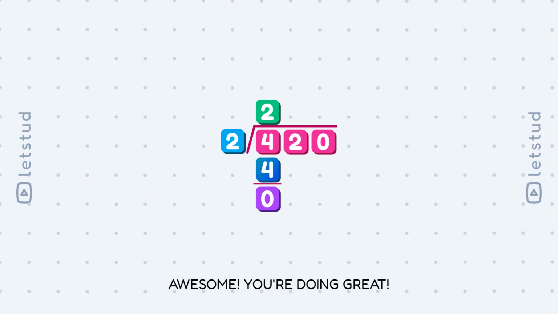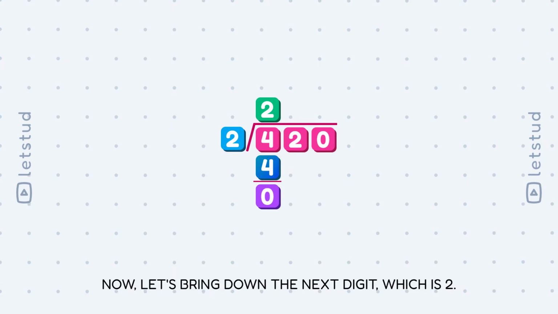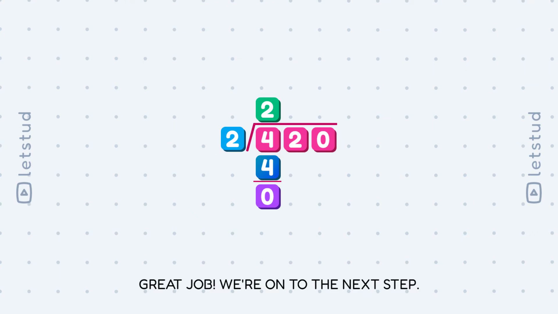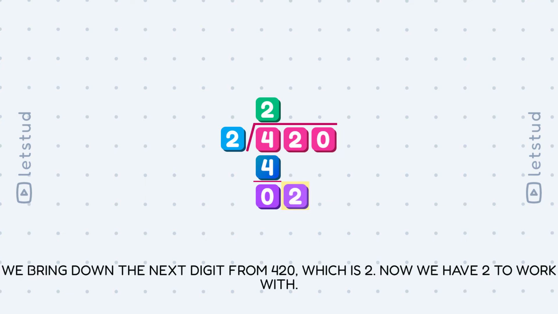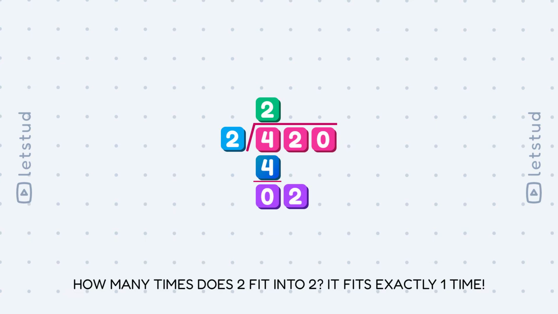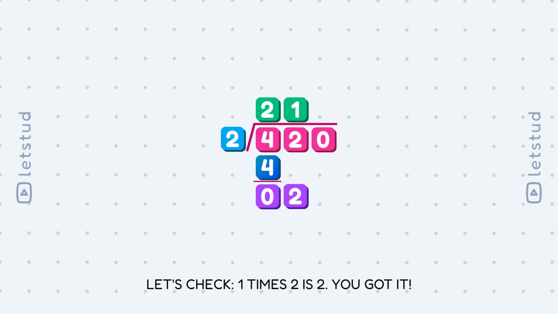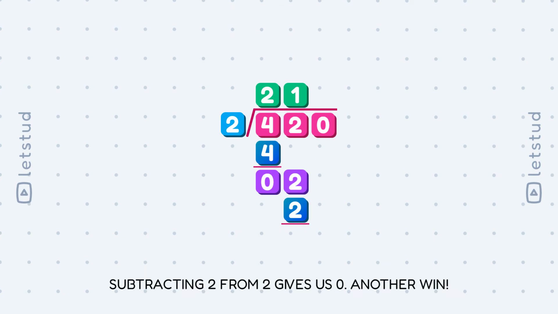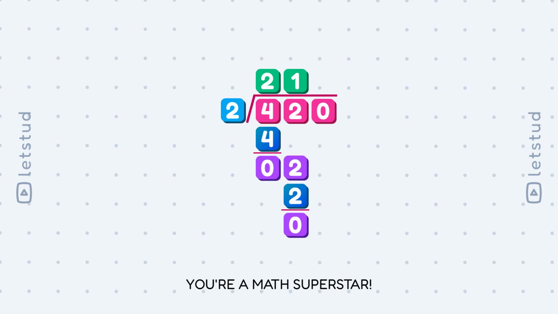Awesome, you're doing great. Now let's bring down the next digit, which is 2. Great job, we're on to the next step. We bring down the next digit from 420, which is 2. Now we have 2 to work with. How many times does 2 fit into 2? It fits exactly 1 time. Let's check. 1 times 2 is 2, you got it. Subtracting 2 from 2 gives us 0. Another win. You're a math superstar.